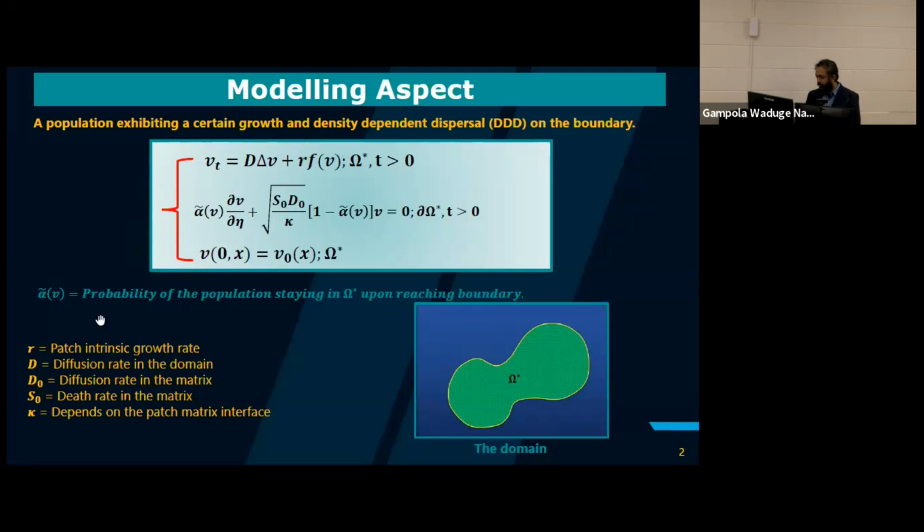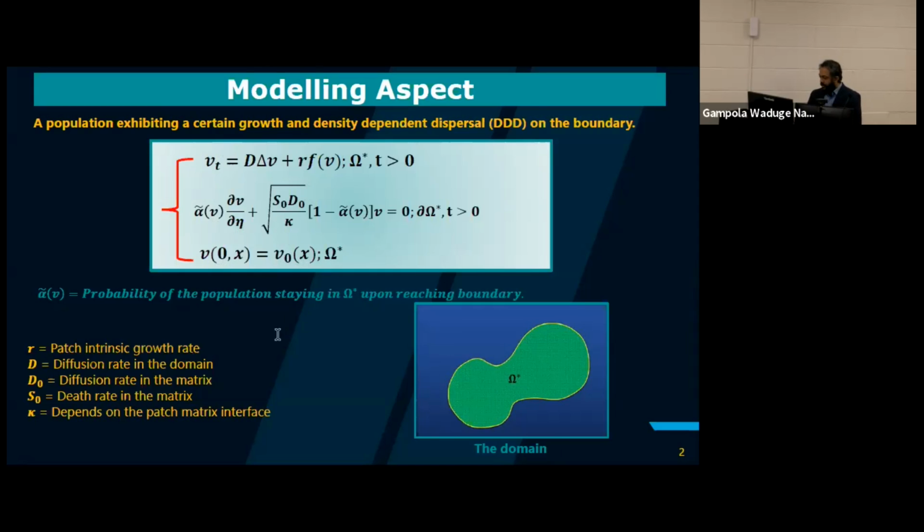And these components are defined as follows. And 1 minus alpha tilde of V is what we call the dispersal, or the probability of the population leaving the patch. And of course, here is the initial distribution. And this equation describes the population density of the species living in this habitat.